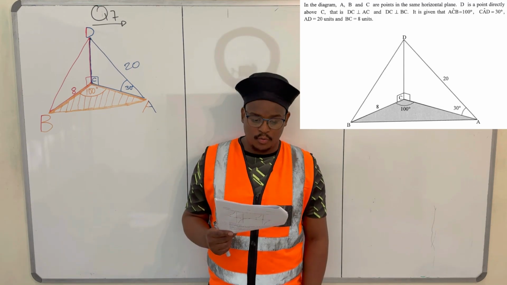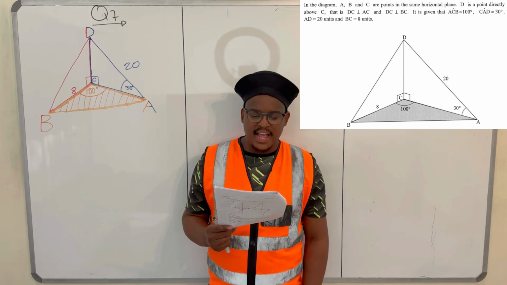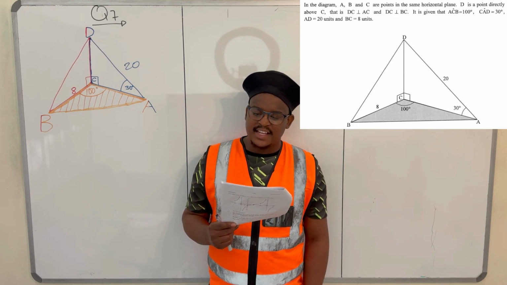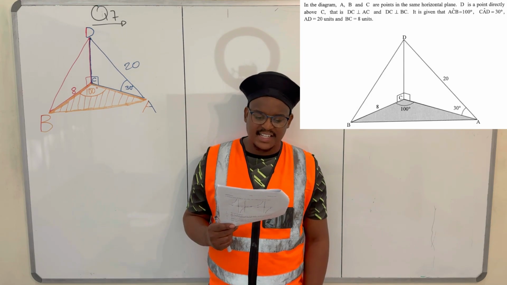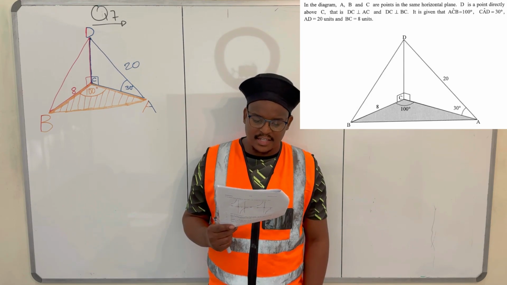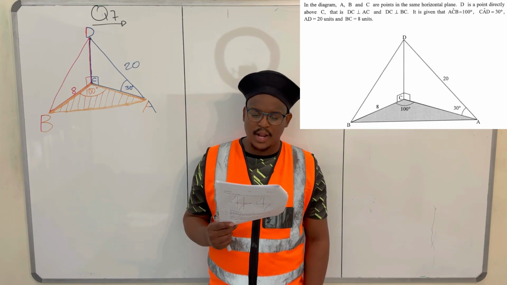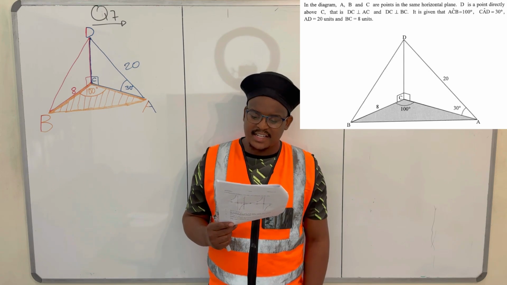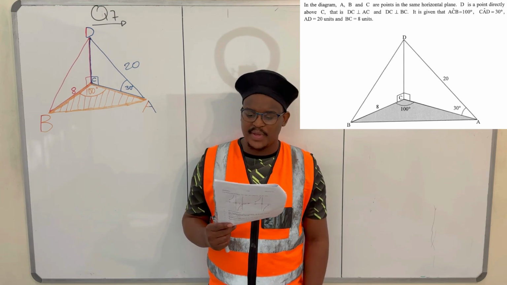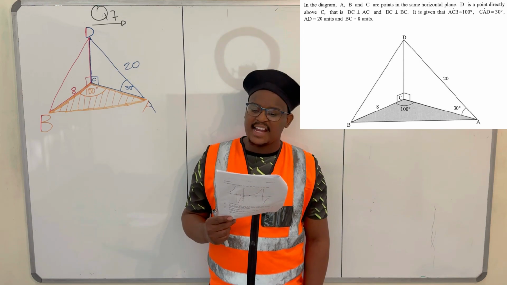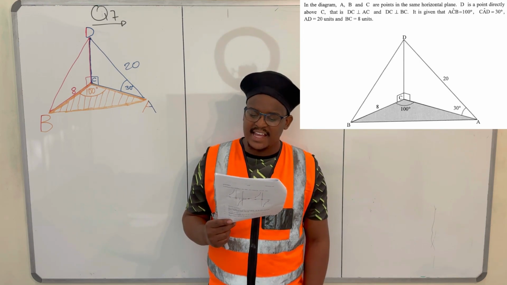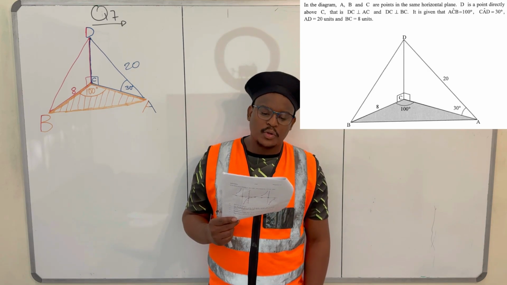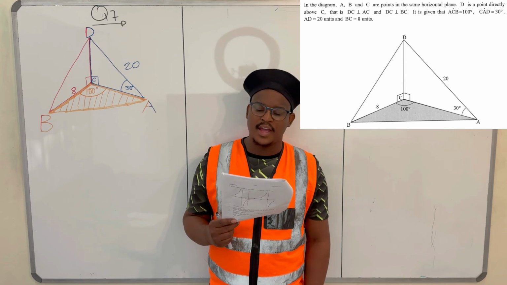Okay, so let's go. In the diagram, A, B, and C are points in the same horizontal plane. D is directly above C. That is, DC is perpendicular to AC, and DC is perpendicular to BC. It is given that angle C between AC and CB is 100 degrees, and angle A between CA and AD is 30 degrees. AD is equal to 20 units and BC is equal to 8 units.